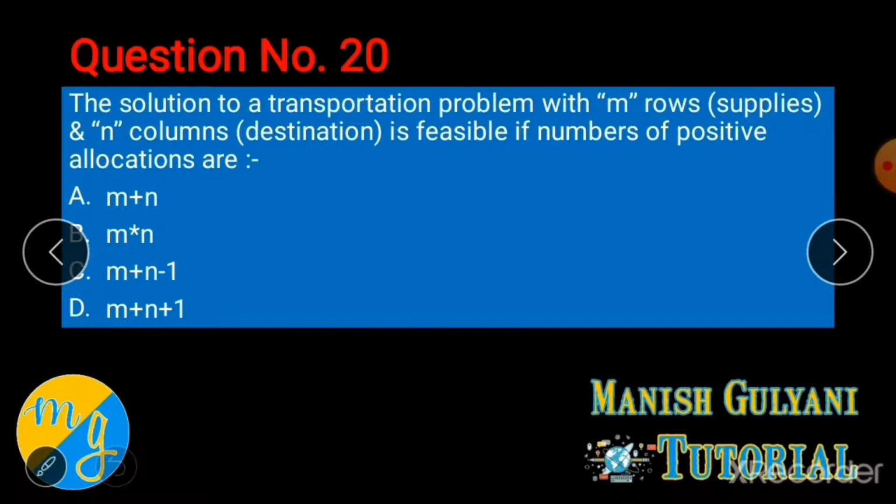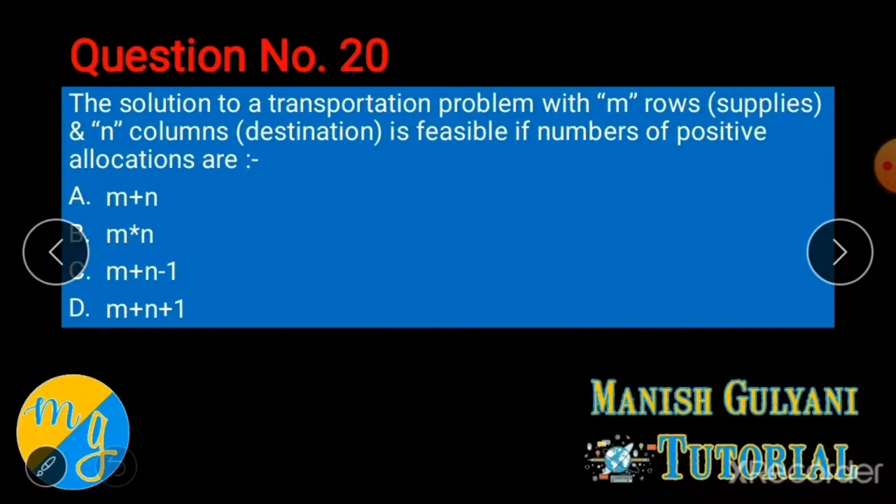Now question number B. The solution to a transportation problem with m rows meaning supply and n columns meaning destination is feasible if the number of positive allocations are: m plus n, m into n, m plus n minus 1, or m plus n plus 1. If you know the condition of degeneracy, you can easily identify the answer.